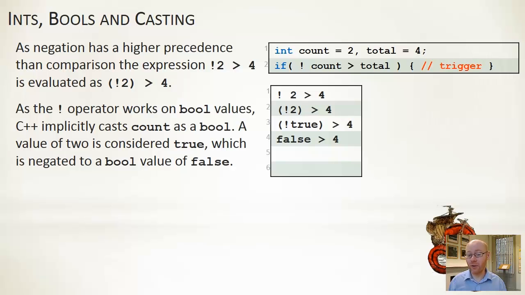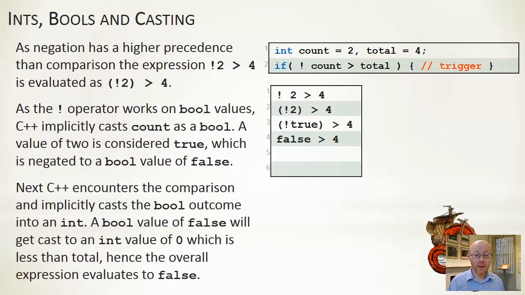So it takes a value of false and converts that into an integer. False corresponds to a value of 0. So we end up with the expression 0 is greater than 4, which evaluates to false, so the trigger won't actually get triggered. You can see there that unless we change the value of total, it's never going to be triggered. We're always going to be stuck at this particular point.